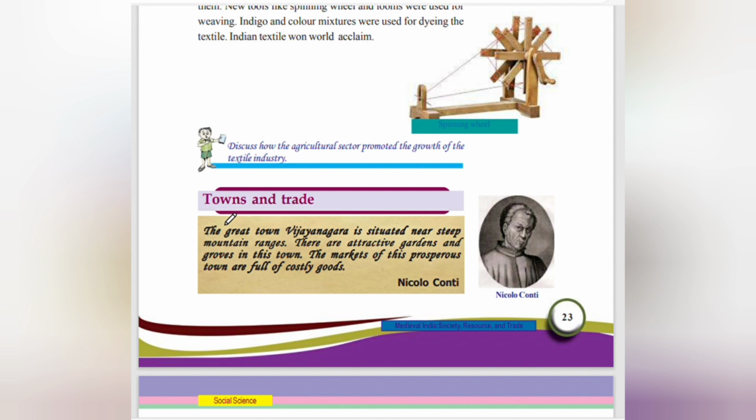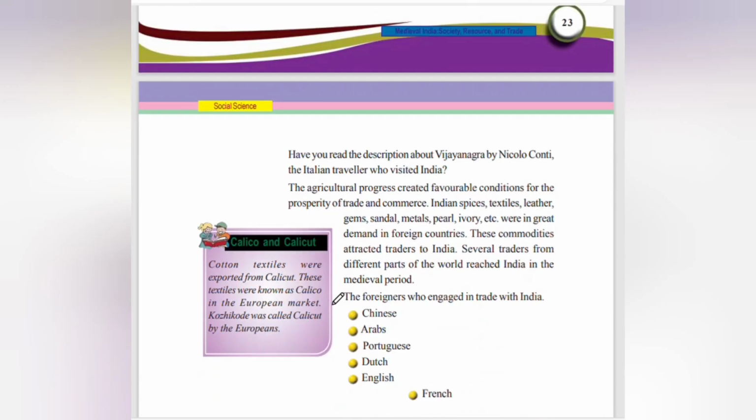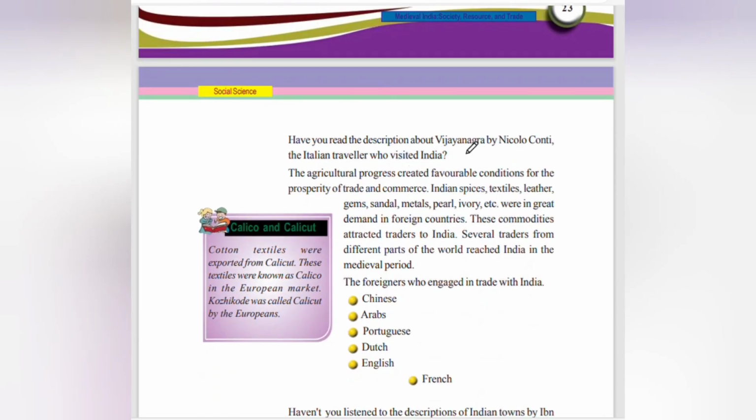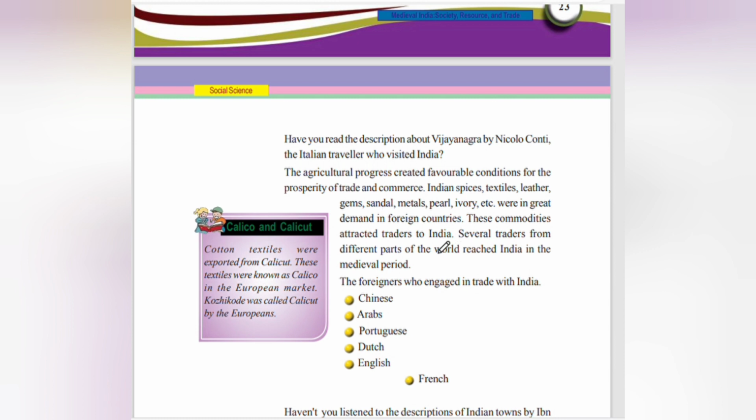Towns and trade. The great town Vijayanagara is situated near steep mountains. Vijayanagara, where is it situated? In the mountain ranges, isn't it? There are attractive gardens and groves in this town. Markets of this prosperous town are full of costly goods. Niccolo Conti. Have you read the description about Vijayanagara by Niccolo Conti, the Italian traveler who visited India?